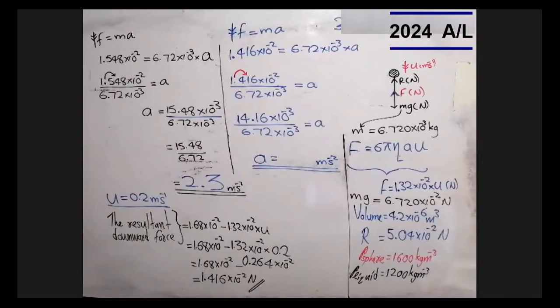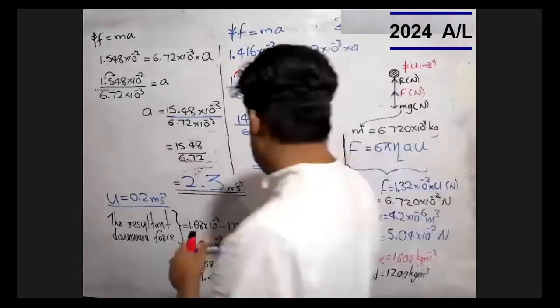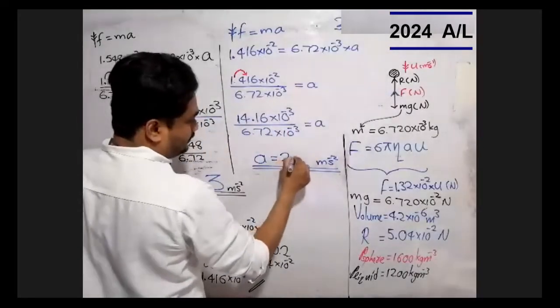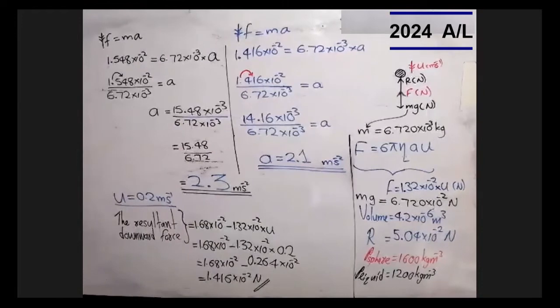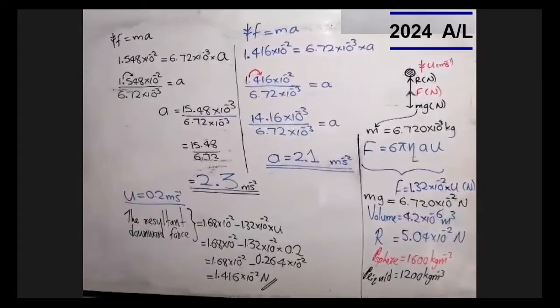If you divide this, you will get the acceleration as 2.1 meter per second squared. Now somebody unmute the mic and tell me what has happened to the acceleration when the velocity is increased from 0.1 to 0.2. It has decreased. Acceleration is decreased.